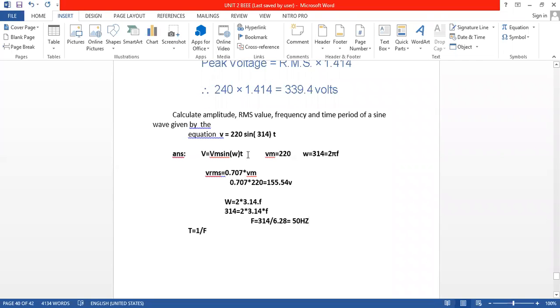So what is the meaning of this problem? We are sending signals from our cell phone. When you send signals from the cell phone, it has the maximum amplitude, maximum voltage. Peak voltage is how much? 220. And that signal is doing certain real work. So that signal's RMS voltage.